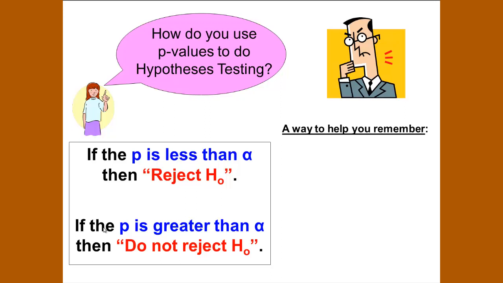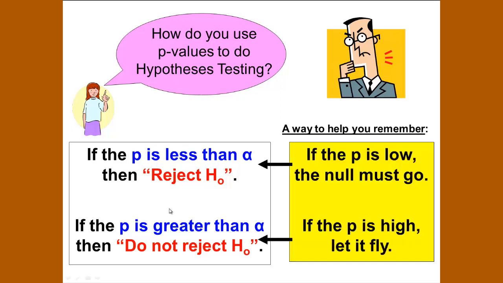If the p-value is greater than alpha, if the p is high, then it is an ordinary value and we do not reject H0. A way to help you to remember this is the two phrases that Mrs. Borlaug uses. If the p is low, the null must go. If the p is high, we let it fly.